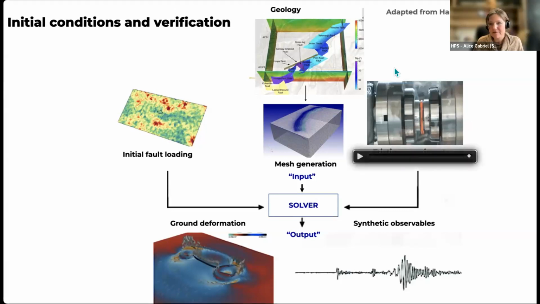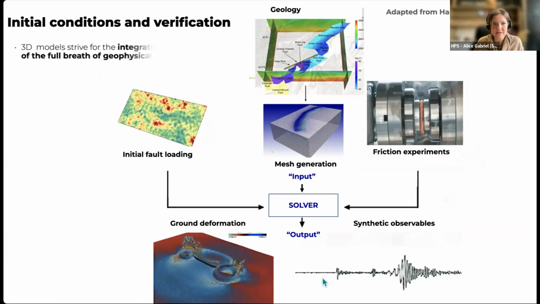We combine this with friction laws that are coming from friction experiments, such as the one I showed you here. Then with some ideas about the pre-stress, could be the tectonics, could be simpler models, could be some variability due to fault roughness. We put this together in our volumetric mesh, and we solve for wave propagation and rupture. And we're generating output that can be synthetic seismograms, synthetic ground deformation, or more complicated outputs.